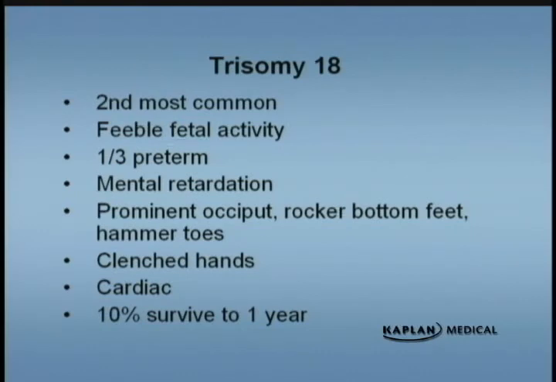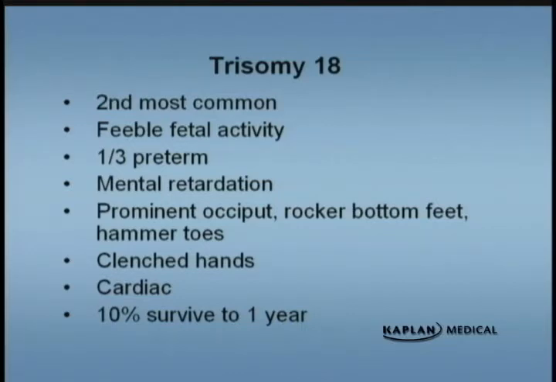Trisomy 18 is the next most common, also known as Edwards syndrome. The way to remember it is 18 starts with an E, Edwards starts with an E. That's one way of keeping them straight. Many times they will notice feeble fetal activity in utero. About a third of the babies will be preterm, a third of the babies are term, and a third of the babies are post-term. Again, these babies uniformly have mental retardation.